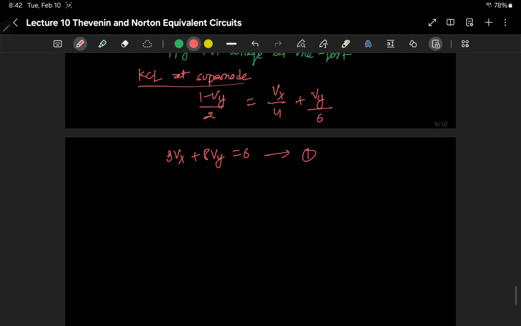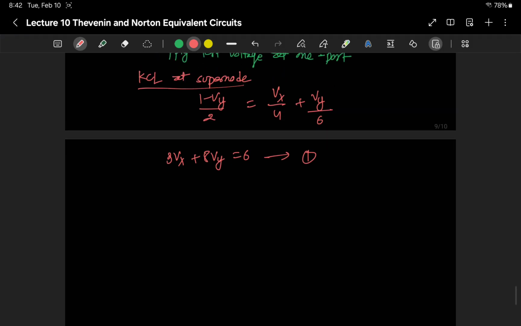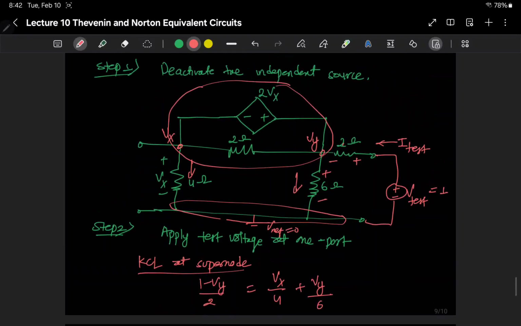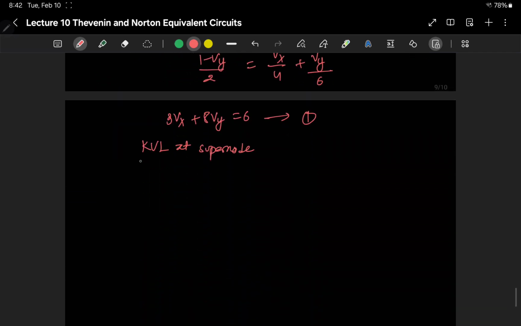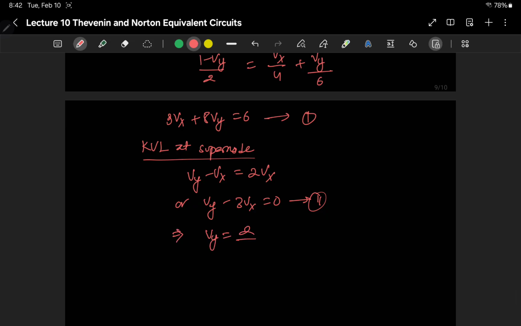Every time we apply KCL at the supernode, remember we have to apply KVL at the supernode. So just by looking at this circuit, we have the positive terminal on this side. So Vy minus Vx should be equal to 2Vx. That's the KVL. Vy minus Vx equals 2Vx, or Vy minus 3Vx equals 0. Now we have two equations and two unknowns, we can solve, and that will give us Vy equals 2 by 3 volt.